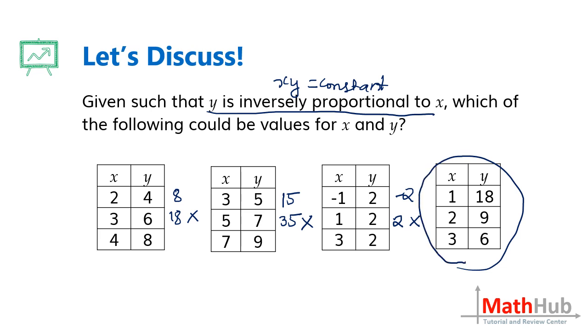Let's check the product here, xy. Let me just write it here so that you can see it clearly. So the values that I'm writing are the product of x and y. 18 times 1 is 18. 9 times 2 is 18. 3 times 6 is 18. So as you can see there, their product is always equal to 18.